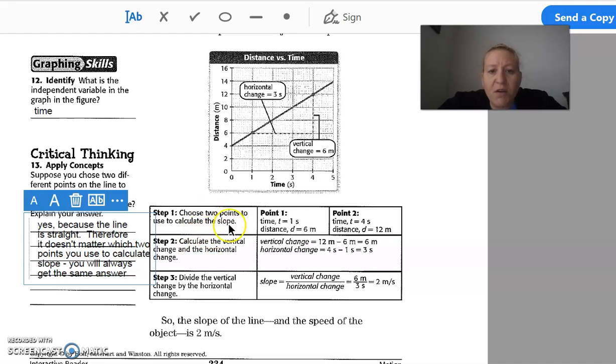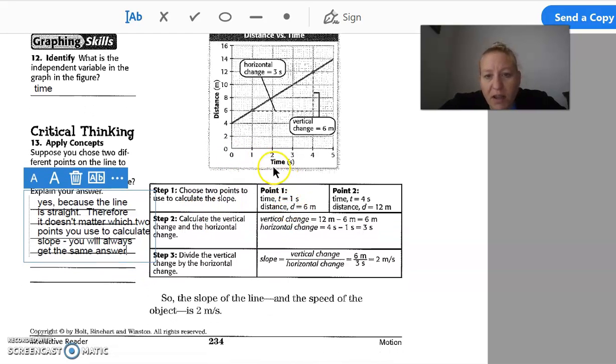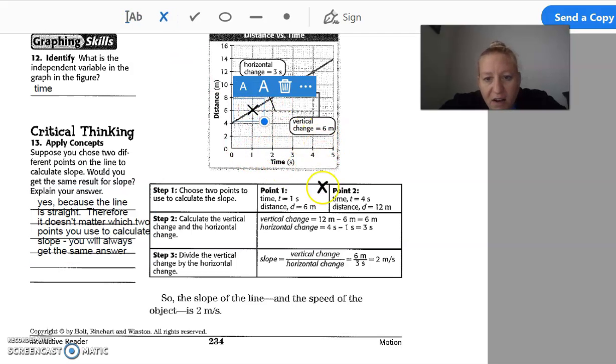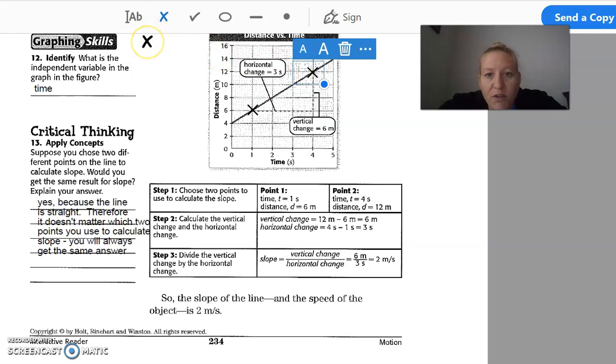So to calculate the slope, we're going to take 2 points. So we're going to put an X here. One is 1 second, and the other distance is 6 meters. We are also going to look at 4 seconds. So those are our 2 points right there where I put X's.